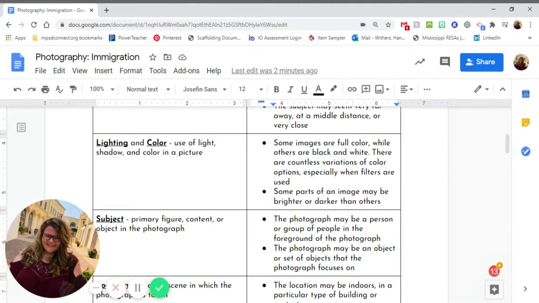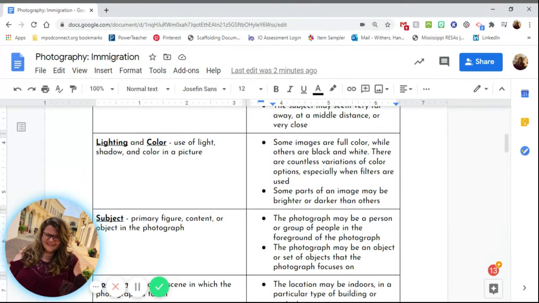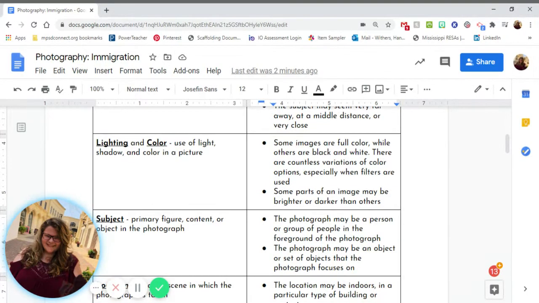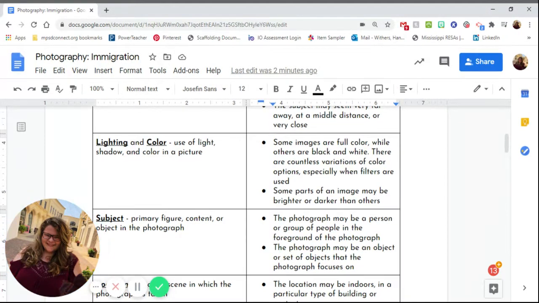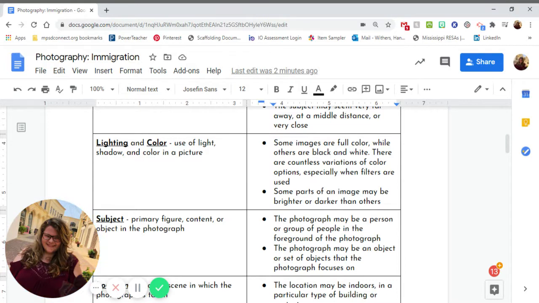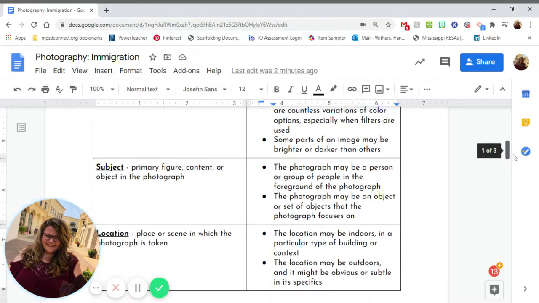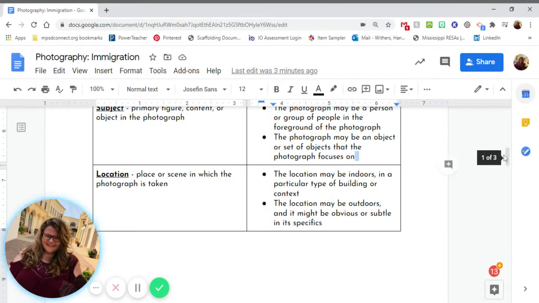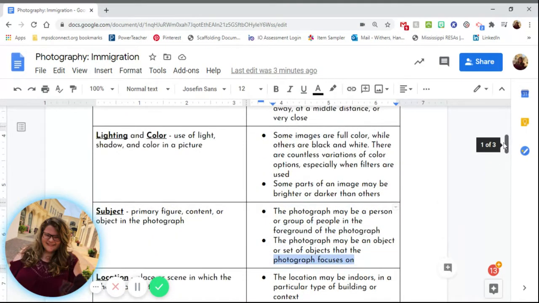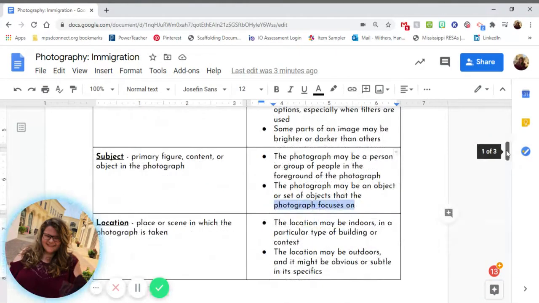All right, so then we have lighting and color, use of light, shadow, and color in the picture. This, I think, is really interesting, and it'll make more sense once we get to our example. So some images are in full color while others are black and white. Then we have some variations. Sometimes there are filters, and then some parts of the image are brighter or darker than others. So yet again, that will become more clear once we start looking at photos and examples.